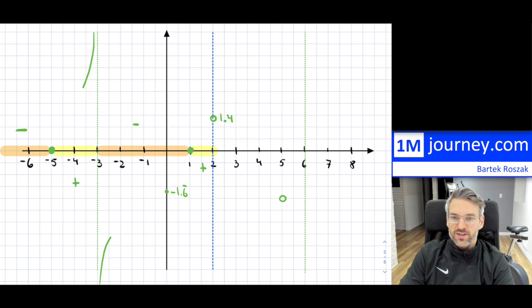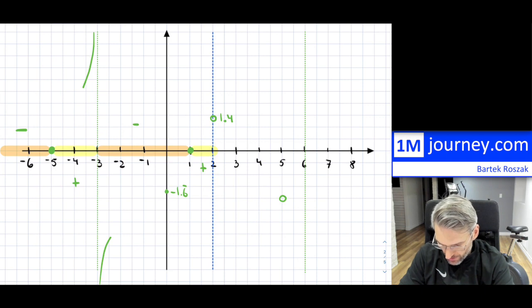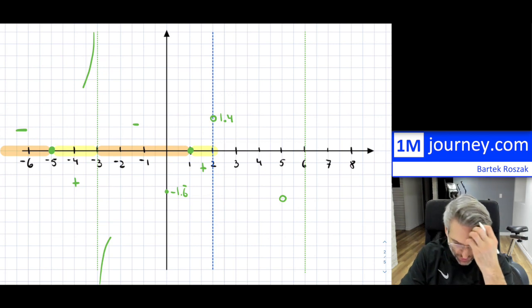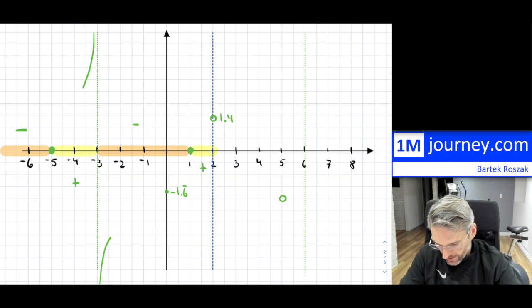All right, so it looks like it's positive. So that's what happens there. So we know that it crosses through -1.6, okay? Then it crosses through the 1, and then it just goes over to that 1.4 over there. So we kind of have a pretty decent idea of what this one looks like.